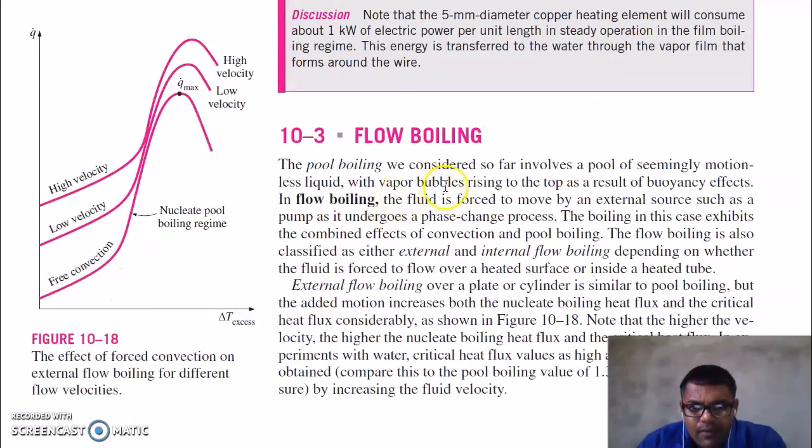The pool boiling considered so far involves a pool of seemingly motionless liquid, with vapor bubbles rising to the top as a result of buoyancy effects. In flow boiling, the fluid is forced to move by an external source such as a pump. It undergoes a phase change process. The boiling in this case exhibits the combined effect of convection and pool boiling.